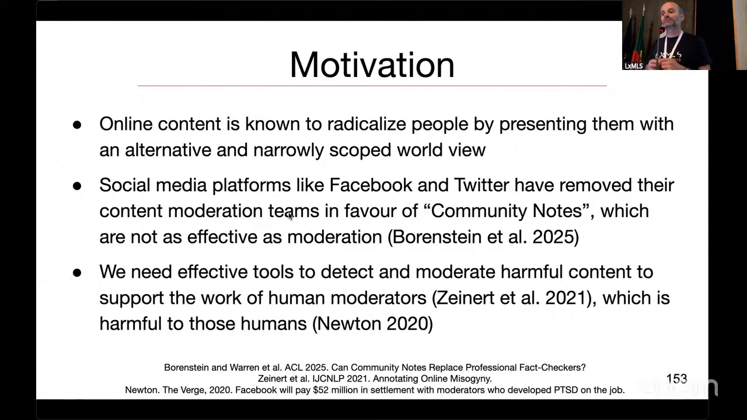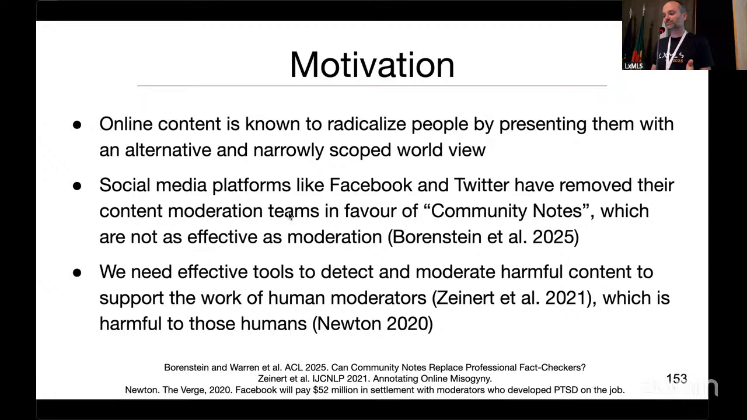And social media platforms like Facebook and Twitter have been taking steps to remove content moderation teams in favor of community notes. But the effectiveness of community notes is debatable. I think what we want is to develop effective tools to detect and moderate the proliferation of harmful content. Not only does this support the work of human moderators, it also supports the work of human annotators who need to watch this type of harmful content and the effects it has on them.